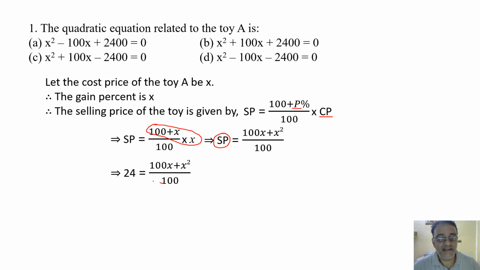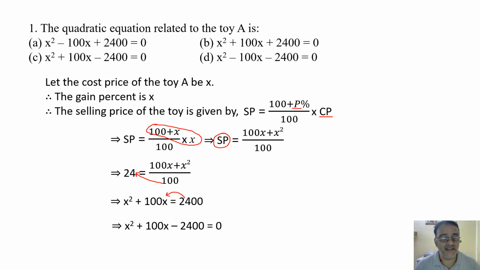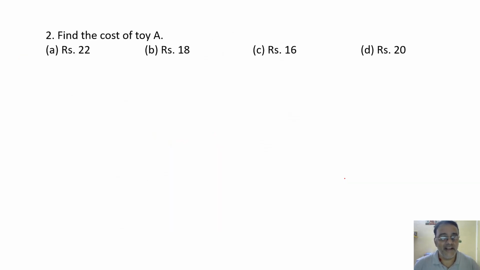Now cross multiply, so we are getting 12400 equals x square plus 100x. So the final answer, if you shift 12400 to this side, it will become negative. So x square plus 100x minus 12400 is equal to 0. Now which option is the correct one? Option C. Option C, right. Any doubt in this question? No, sir. Okay, so now the next question is find the cost of toy A.